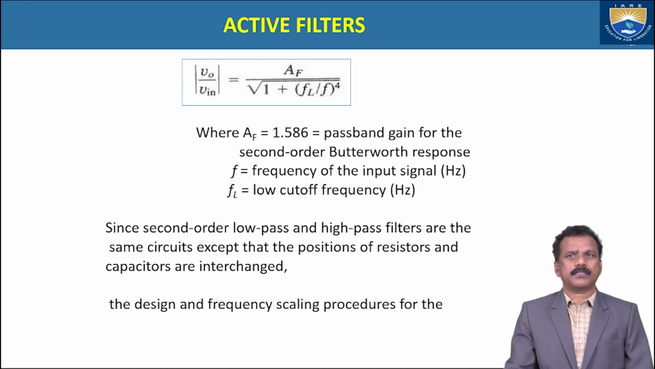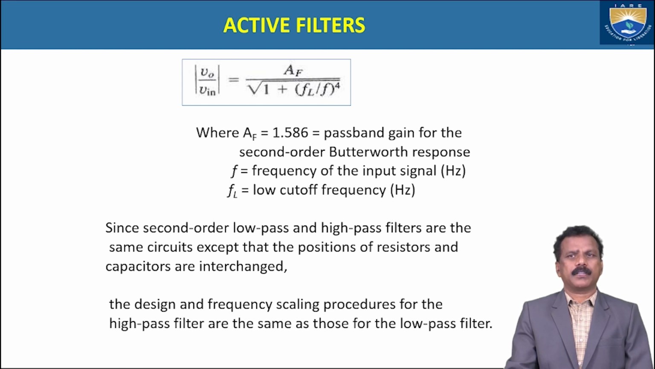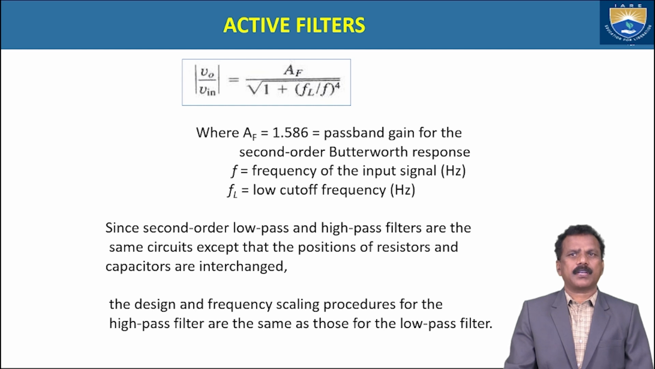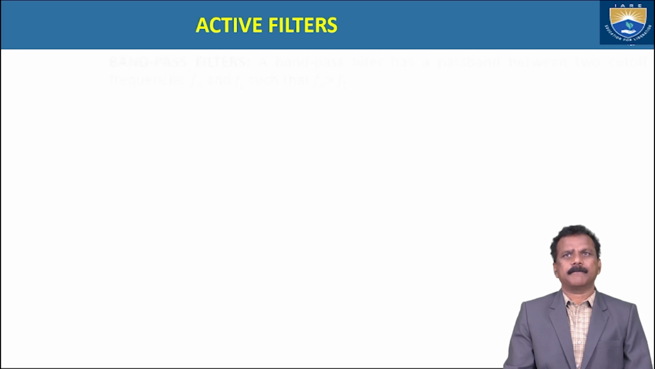The design and the frequency scaling procedures for the high pass filter are the same as those for the low pass filter. You can observe in both circuit diagrams the inverting and non-inverting terminals connected with the R and C, resistor and capacitor. Whether the positions of the resistor and capacitors are interchanged or not, the design and the frequency scaling procedures for the high pass filter are the same as those for the low pass filter.